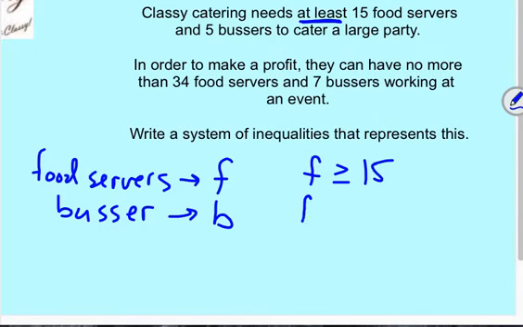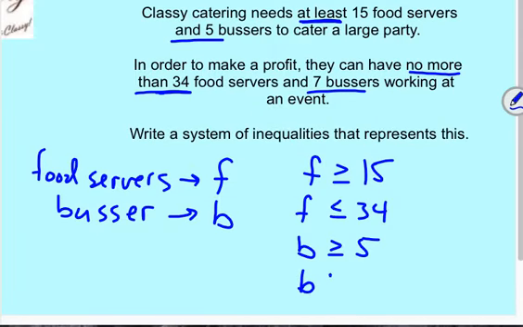Let's do the maximum for that too then. What do we have here? We have no more than 34, so that means we couldn't have 35, so it has to be less than or equal to. No more than is less than or equal to 34. We need at least 5 bussers, so b is greater than or equal to 5, but no more than 7 bussers, so that has to be less than or equal to 7. So there's an example of a system of inequalities.